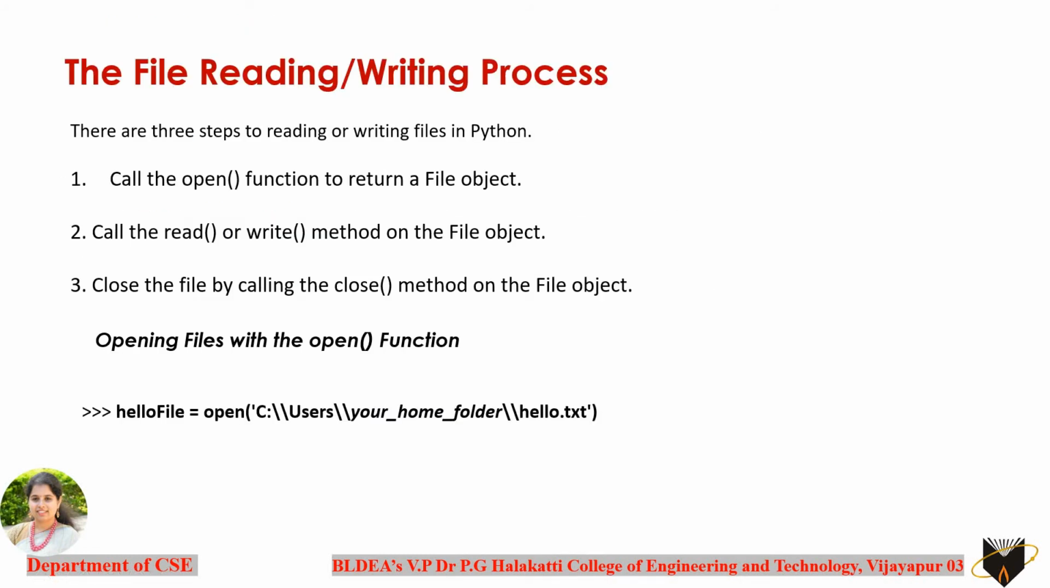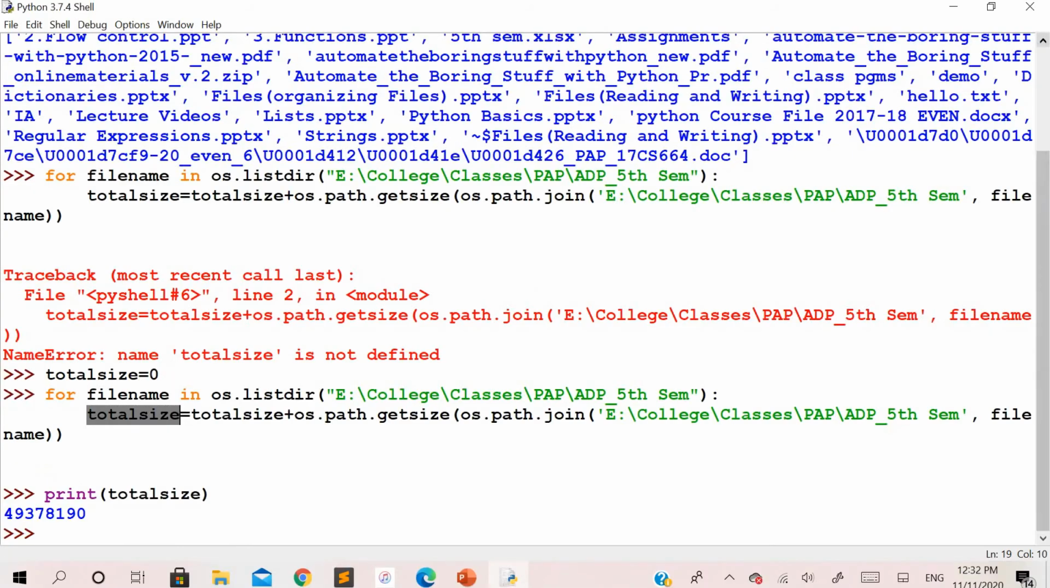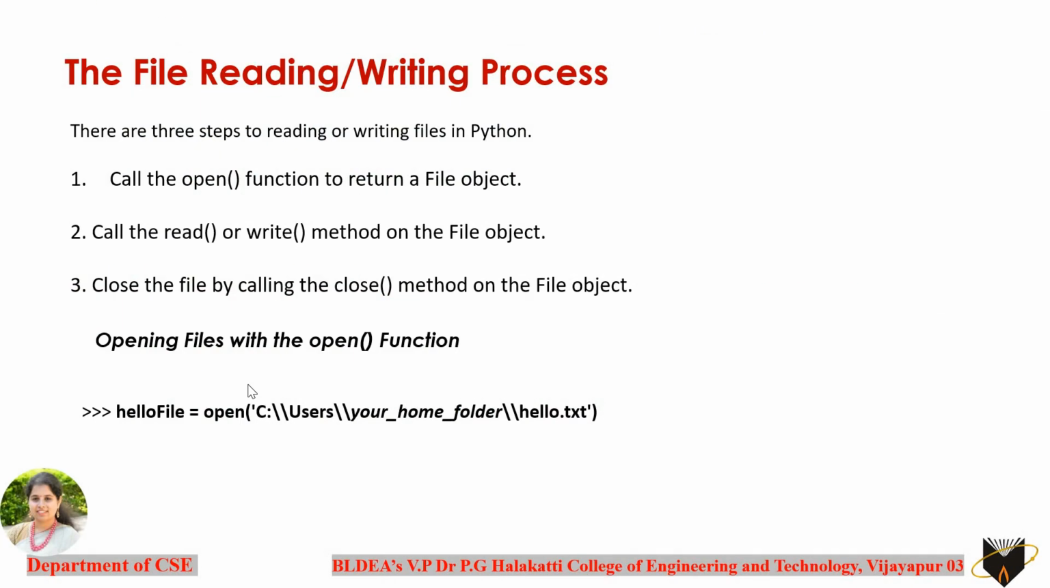Coming to the next concept, the file reading and writing process. This concept deals with how we are able to open a file with the help of Python, and how we are able to write contents to the file. For doing this, the three basic steps are: call the open function to return the file object, call the read or write method on the file object, and close the file by calling the close method on the file object. How it is done, we'll see here. With an execution itself, we are going to see all these things. So I'll use a new IDLE.